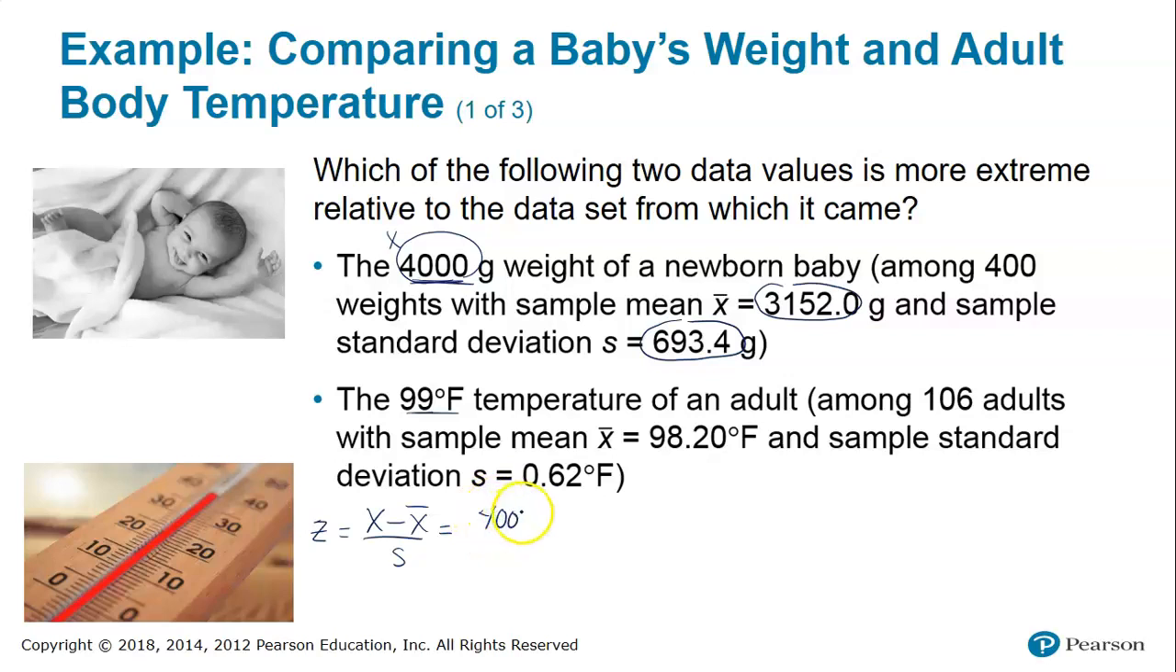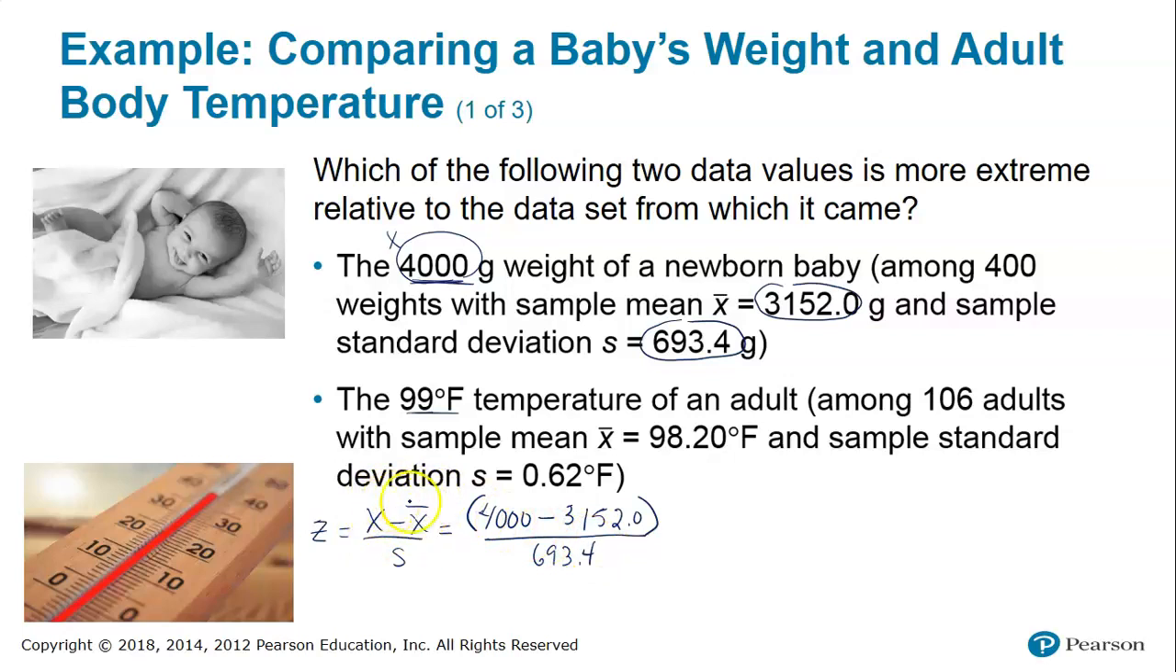So we'll have 4,000 minus 3,152. We're going to divide that by 693.4. So a couple things to remember. One, I would put this in parentheses when I'm putting it in the calculator so that you get an accurate calculation. The other is that the data value always comes before the mean.